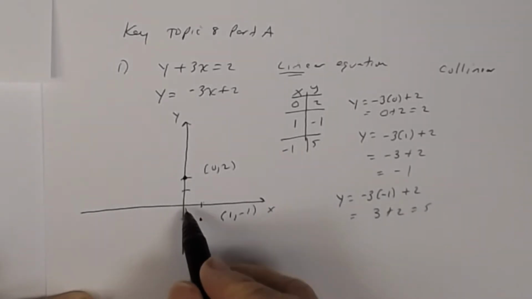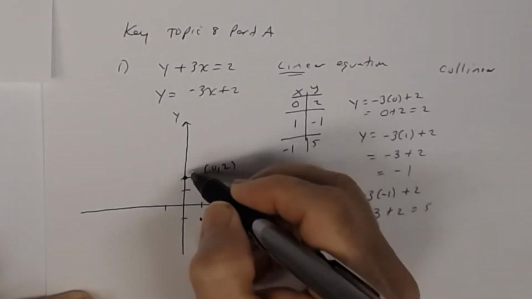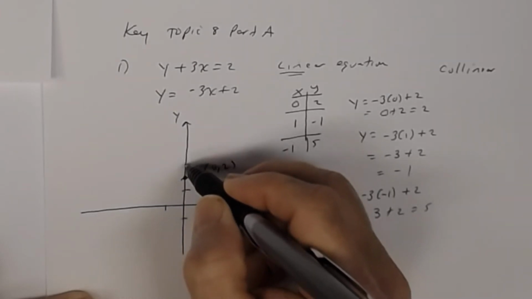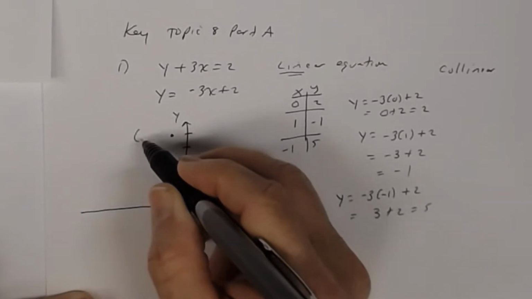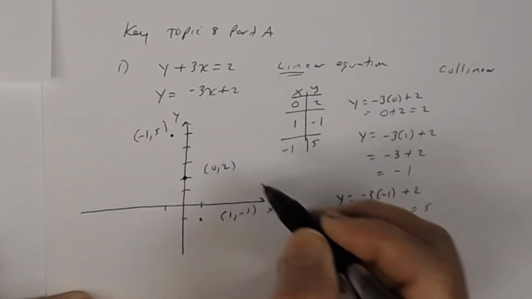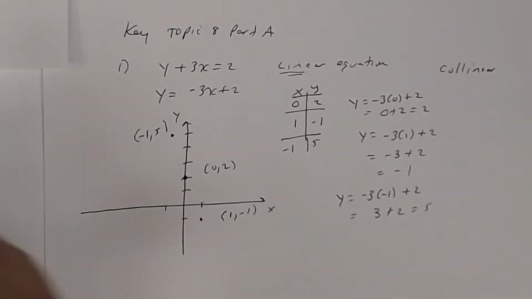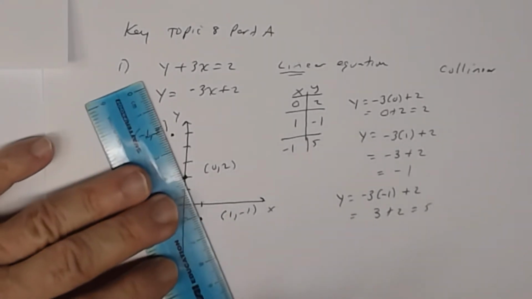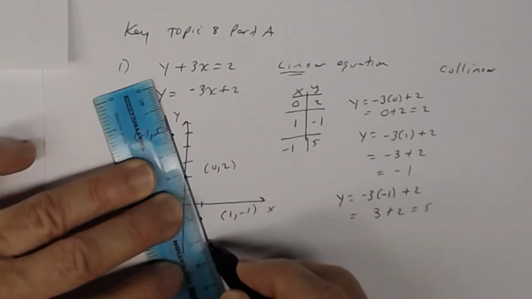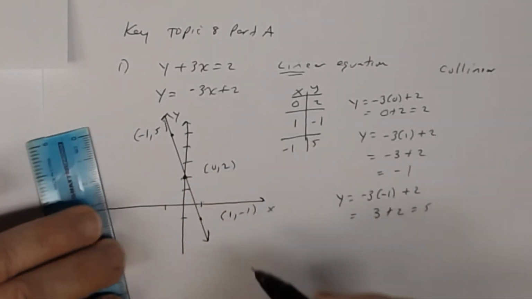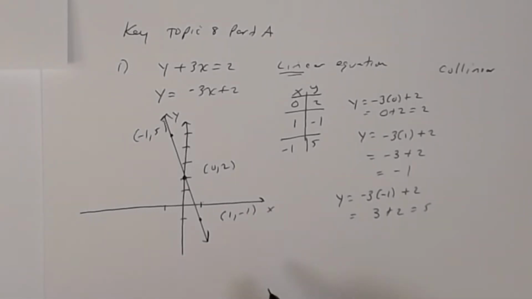And then negative 1, 5. So negative 1, 2, 3, 4, 5 is here. So let's label the point negative 1, 5. And then notice that negative 1, 5 is in the second quadrant. And so I'm going to go ahead and draw my line going through those points, and make sure you draw your arrows. I do need to see those arrows, and there's your graph.